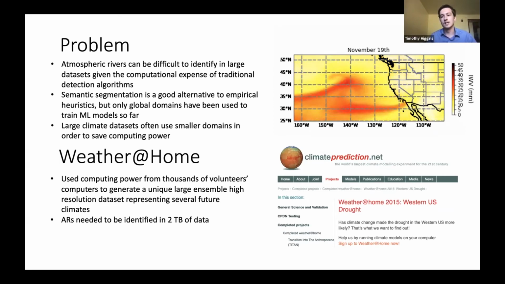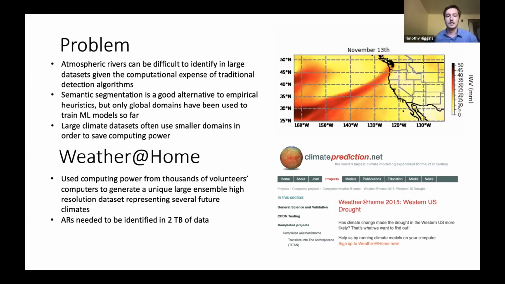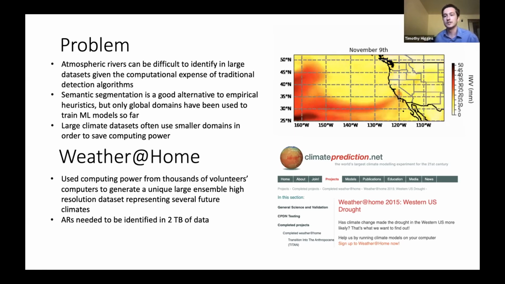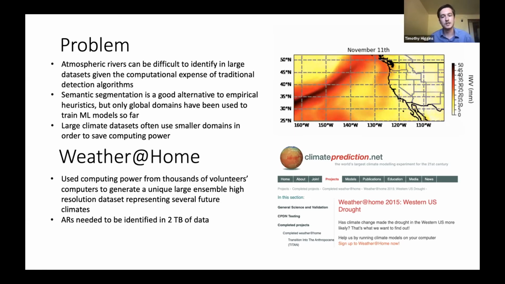I'm using a very unique data set. It comes from the Weather at Home project, which uses computing power from thousands of different volunteers' computers. I have 2 terabytes of data, and I'm using integrated water vapor, zonal and meridional wind at 850 millibars, surface pressure, and precipitation rate as my inference data.